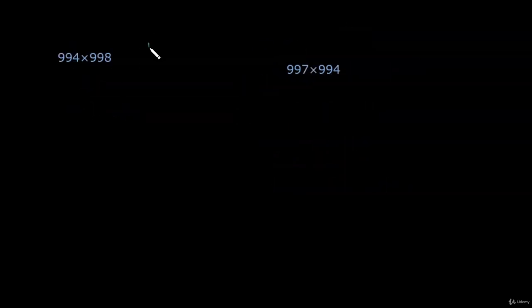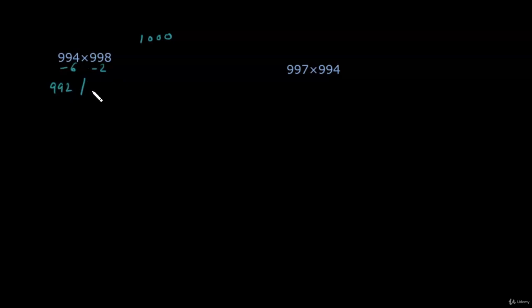Here again the base is 1000 and this is 6 less than 1000 and this is 2 less than 1000. So we can write the first part of the number by either subtracting 2 from 994 or subtracting 6 from 998. If we subtract 2 from 994, we get 992.